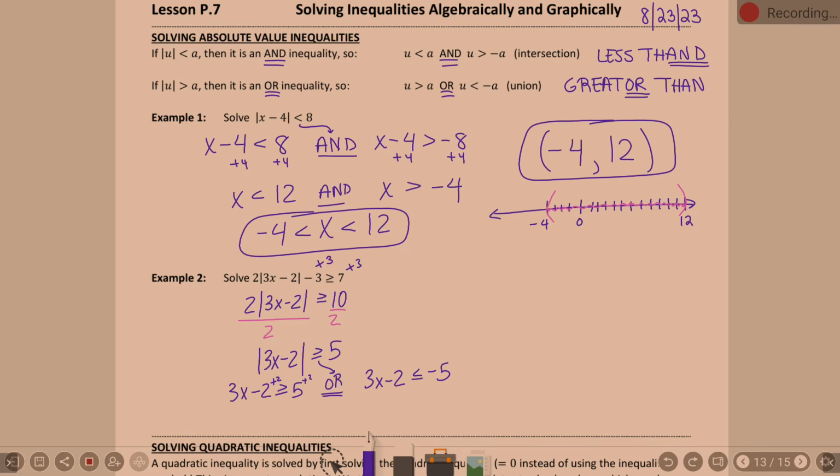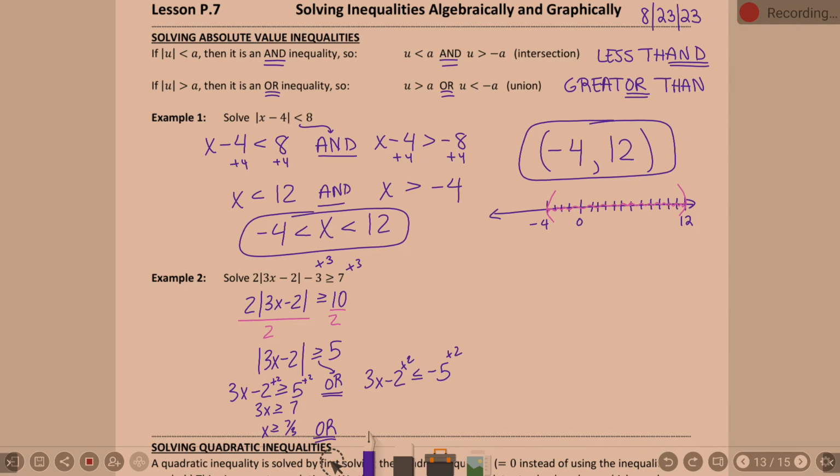I'm going to add 2. 3x greater than or equal to 7. I did not space this appropriately. If we divide by 3 now, can you handle x greater than or equal to 7/3? I just leave it as a fraction. It's a repeating decimal otherwise, so leave it as a fraction. Carry down your word. What's my word? Or.